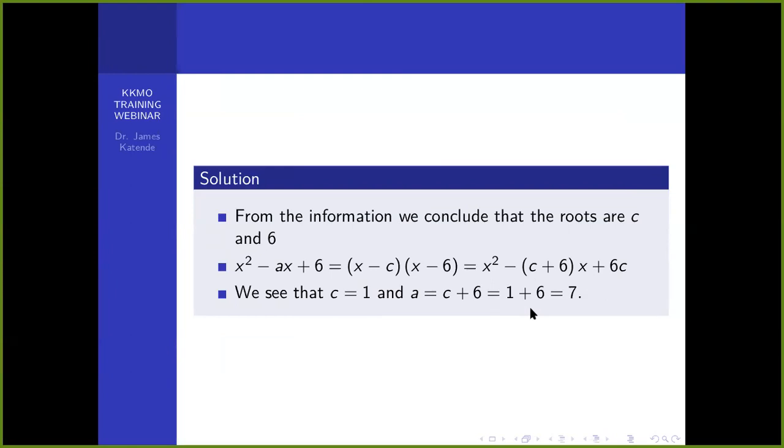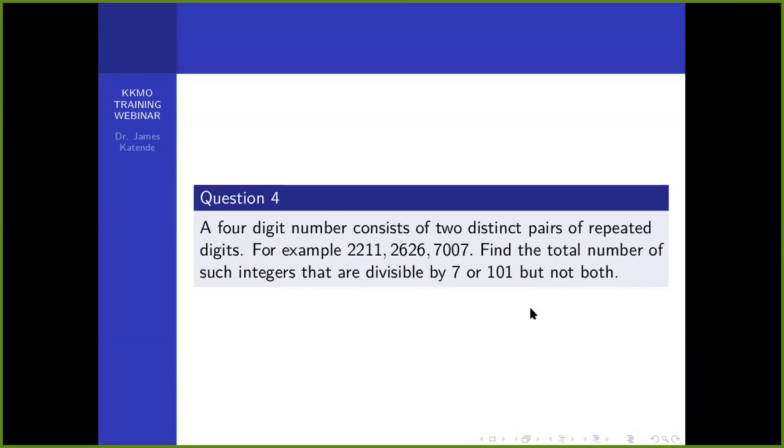Sure, it's okay. Okay. So now we usually do only 4 questions. So I'll go to the last problem of the day.